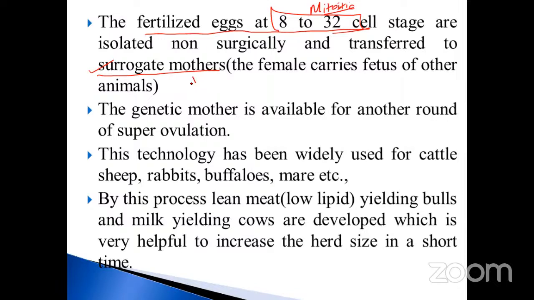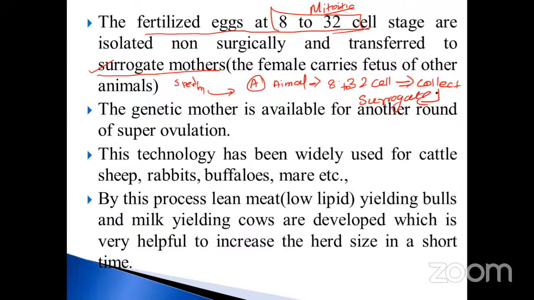Okay, the collection of sperm and inserting the sperm into animals. After the cell division starts, up to the 8 to 32 cell stage, isolate or collect the 32 cell stage egg, and transfer it non-surgically. Non-surgically means what? It's just similar to the test tube baby, to the surrogate mother. Okay, my dear, so this is very, very important.